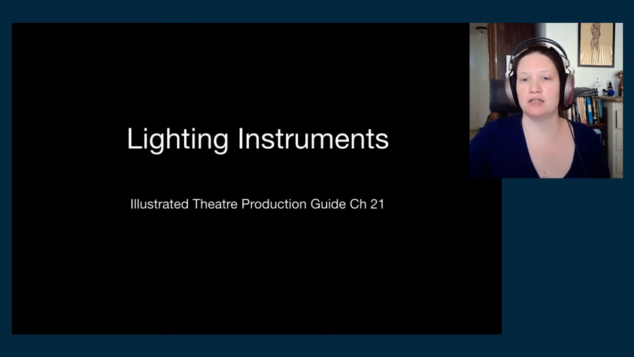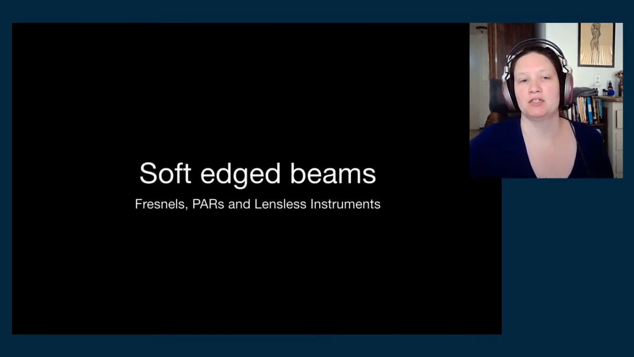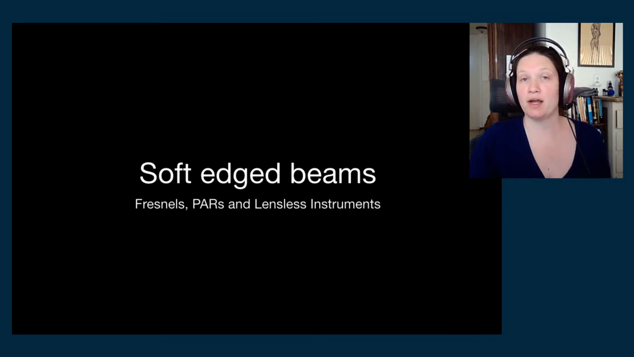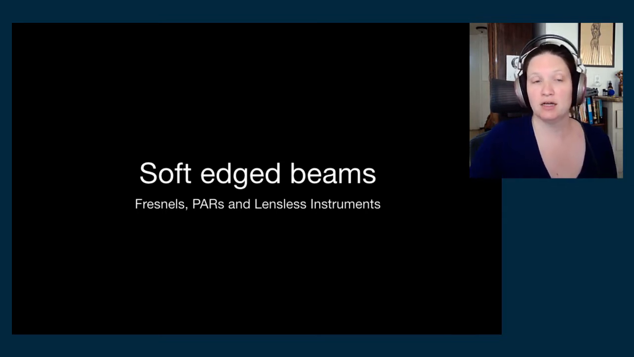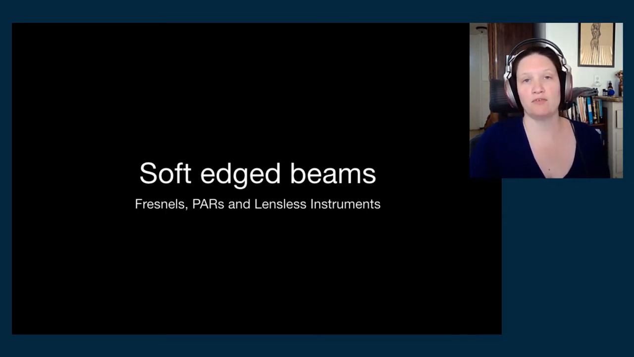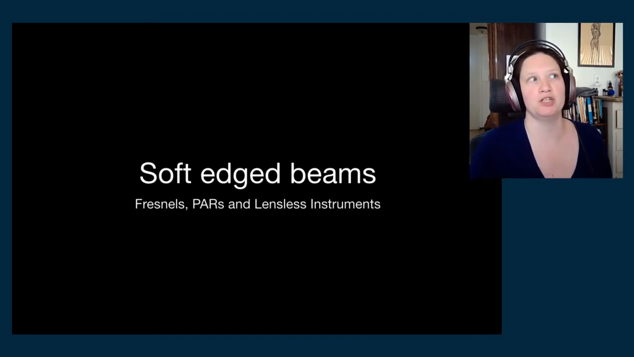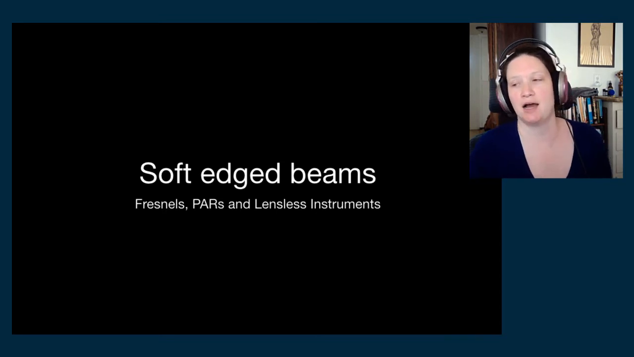Here we go. All right, so we're going to start with soft-edged beamed fixtures. So these are fixtures that are not as precise in where they shine the light. These are some of our original or older historically significant lighting instruments, and we still do use a lot of them today. So they're not obsolete, but we just use different versions now.